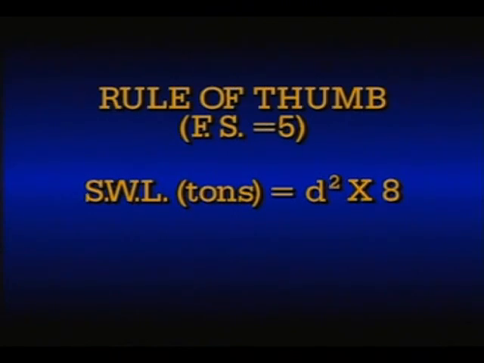The factor of safety used in calculating safe working load is 3 for pendants, 3.5 for hoist lines on mobile cranes, 5 for hoist lines on tower cranes and all slings, and 10 for personnel hoists. For a safety factor of 5, the safe working load of a wire rope can be calculated by multiplying the square of the diameter in inches by 8.